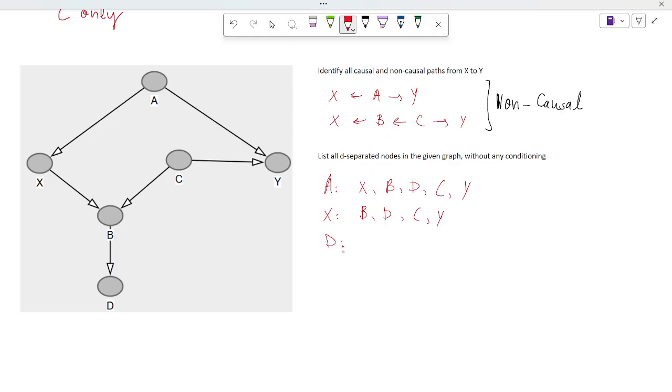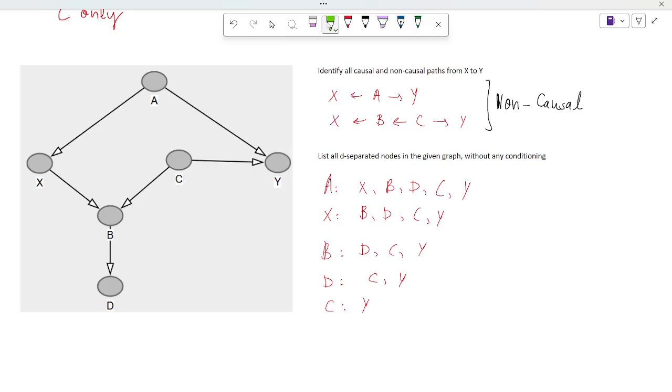Next you have D, and D को आप check करेंगे against C and Y. Oh, hold on, am I missing something? Oh, I forgot to start with B here actually. So you can check for B first, and then you can check that against D, C, and Y, and then you can check for D. And D will be checked against C and Y, and then C and Y will be checked against each other.